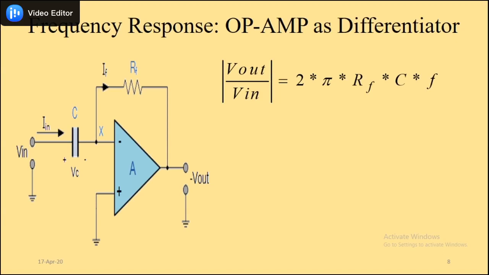F is the operating frequency or the input signal frequency. RF is the value of resistance connected in the feedback, and C is the capacitor connected in the input side. So by this relation, if F is equal to 0, then the overall gain is 0. But what will happen if you increase your operating frequency?